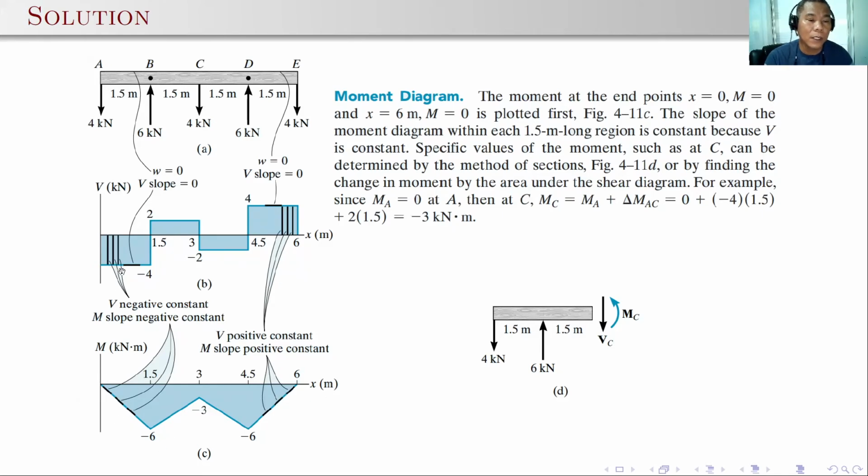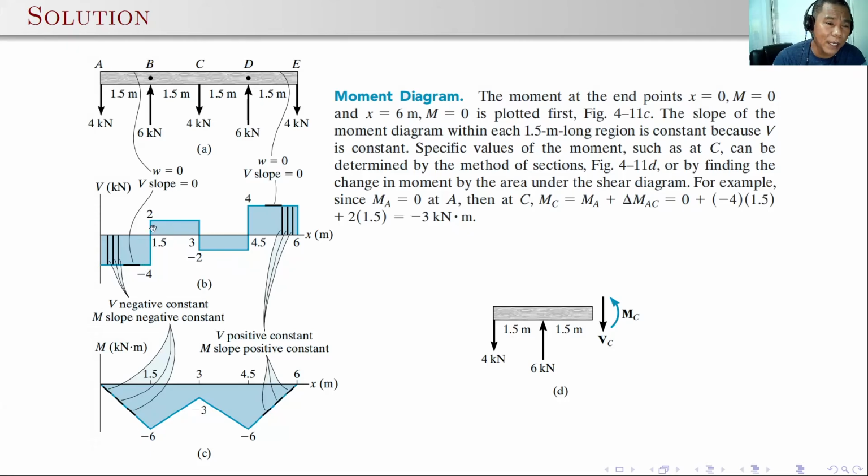Take note, the slopes are constant, so your slope should be constant also, or it should be linear. The degree here is 0 and this should be 1 degree. So as you can see here, you can just directly use the area between the points A and B, the area of the shear, that is 4 times 1.5, that's equal to 6, but this is negative, so -6. 0 plus -6, so that's why the moment is -6.